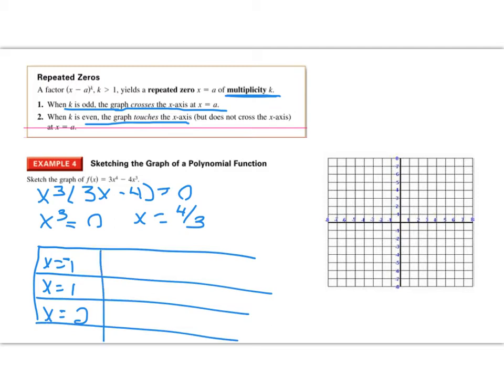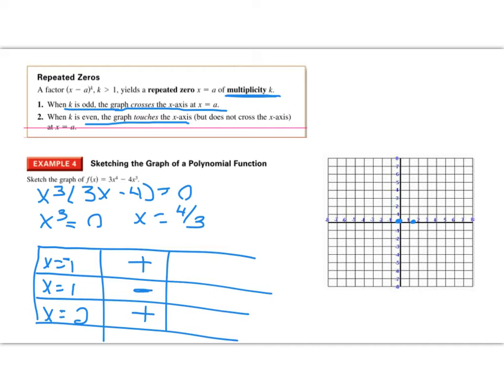So if I plug in negative 1, I've got 3 plus 4, so my sign is positive for negative 1. Then if I go in between and I plug in 1, so 3 minus 4, my sign is negative, which means it's going to go down underneath. And then for the next one, if I plug in 2, I'm going to have a positive. Okay, so let's take a look at this. I've got a 0 at 0, and I've got one at 4/3, which is about right here.